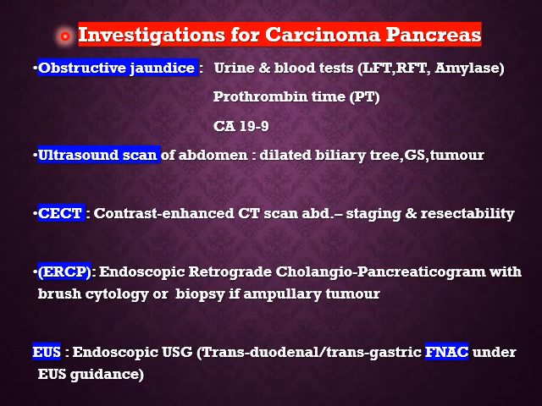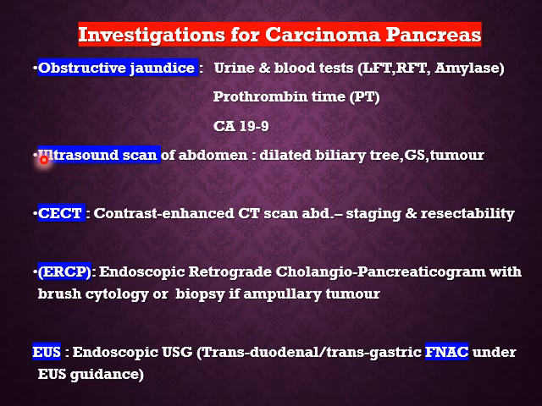Okay, what are the investigations for carcinoma of the pancreas? Blood tests, especially if the patient has obstructive jaundice: urine and blood tests, liver function test, looking for confirmation of the obstructive jaundice, the prothrombin time, which may be prolonged in obstructive jaundice patients, and very important is to do a CA19-9, which may be elevated in carcinoma of the pancreas.